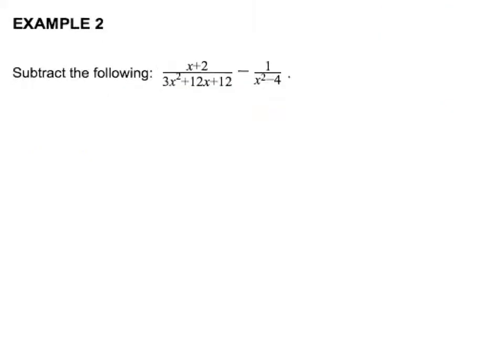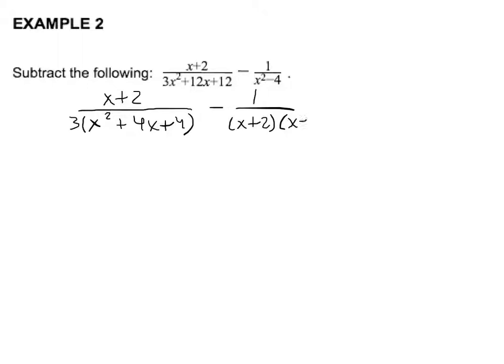With our second example, we're going to do subtraction. So again, we need to factor everything first. So looking at our first expression, we have x plus 2 on top, which can't be factored. Then I'm going to factor out a 3 first before trying to factor this further. So x squared plus 4x plus 4 is left over. And then looking at our second term, looks like we have 1 over a difference of squares. So that would be x plus 2, x minus 2.